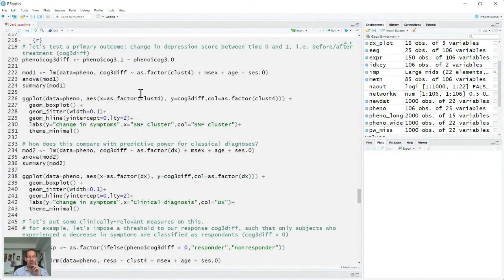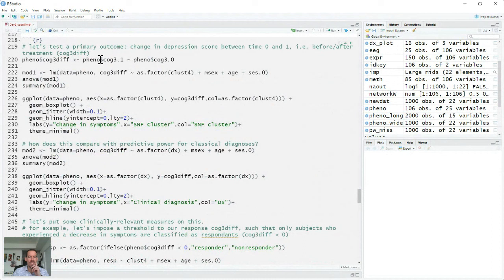Let's test a primary outcome. Let's say we were interested in evaluating the change in depression score between our 2 time points. Remember, we have longitudinal data, right? Each of these people might only have 1 time point for the data we used to cluster them with SNF, but they were measured at 2 time points for cognition. They were measured at 2 time points for some other variables like imaging.